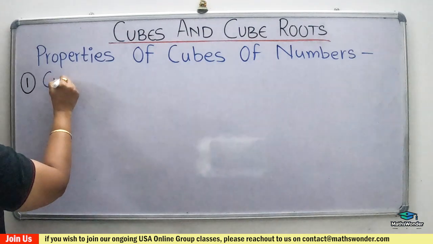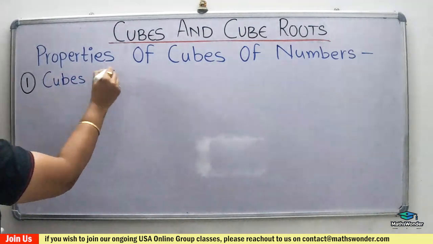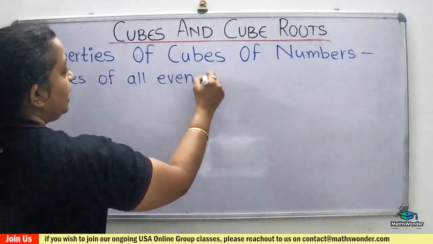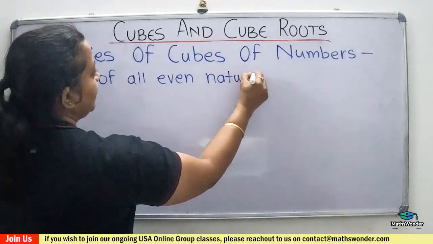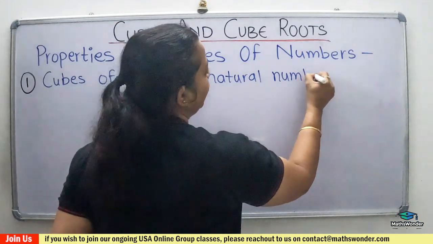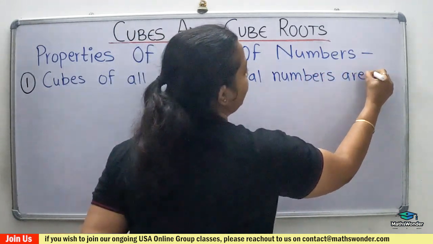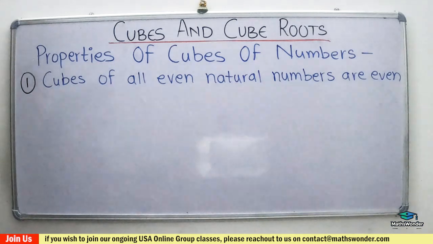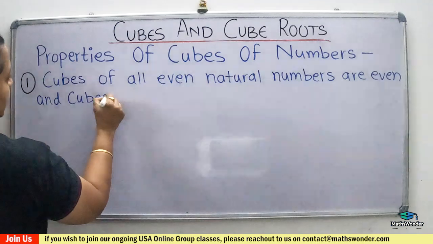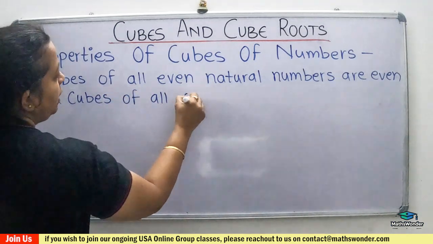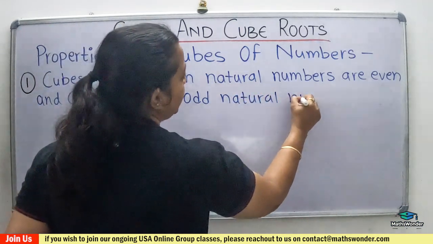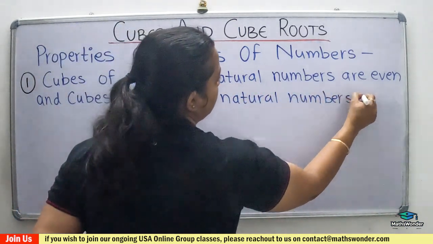So write down: cubes of all even natural numbers are even, and cubes of all odd natural numbers are odd.